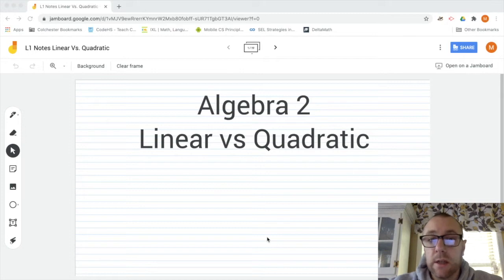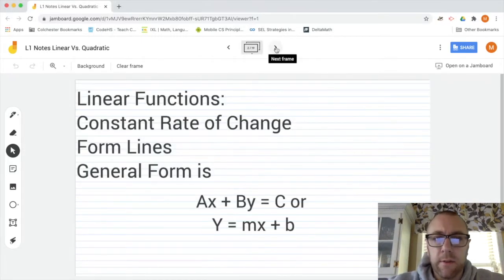Hello, so this is an introduction to quadratic functions. It is a discussion about what makes a quadratic function different than a linear function. It is the first step that we take in Algebra 2. So what is a linear function?